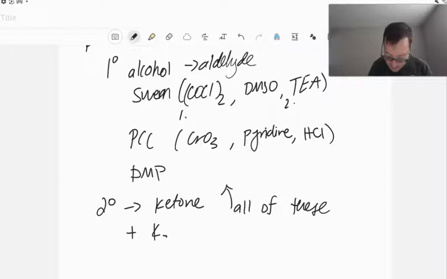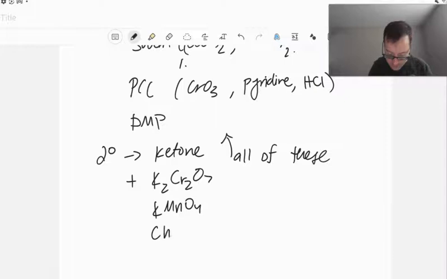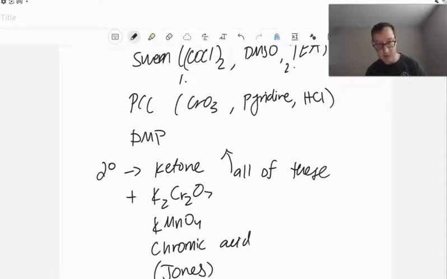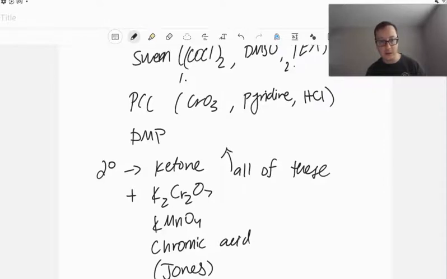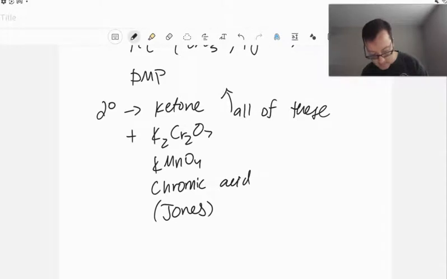Plus, you can use permanganate. You can use the dichromate. You can use chromic acid, Jones, right? So you've got all sorts of fun stuff that you can do. So Swern oxidation, pyridinium chlorochromate, Dess-Martin periodinane, and then what else do we have? Potassium permanganate, dichromate, chromic acid, those sorts of things. So yeah, all sorts of fun oxidation.